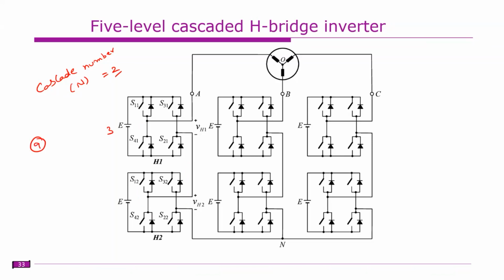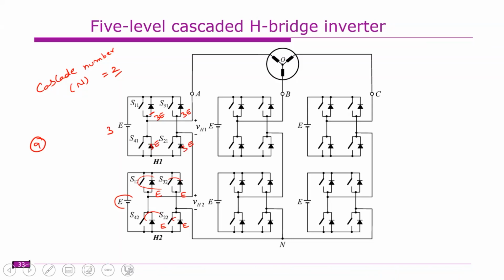So what is the disadvantage here? In this E, each switch is supposed to block E voltage only. So this is to block E, this is to block E, this is to block E. So all are supposed to block E voltage. Whereas here, how much voltage is supposed to be blocked? This is 3E. All are supposed to block 3E voltage.